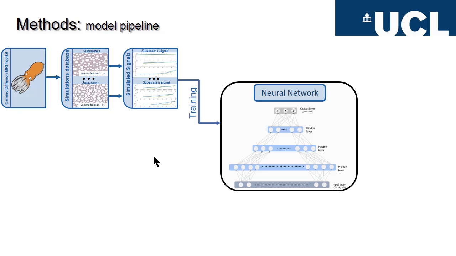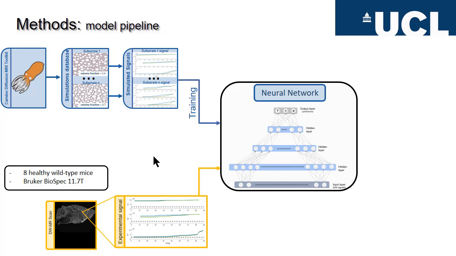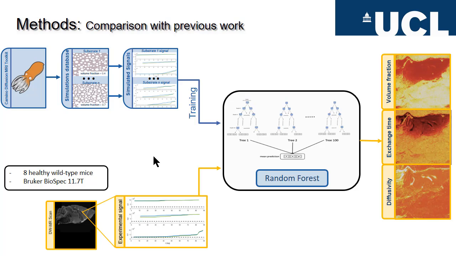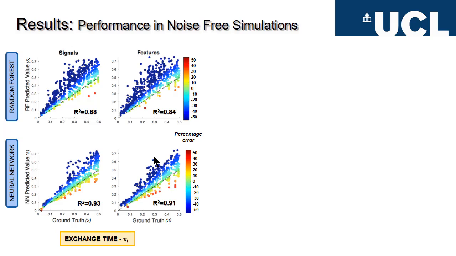Once we have our trained neural network, we provide as an input the in vivo data, which is formed of 8 healthy wild-type mice, scanned on a Bruker 11.7, and then we produce parameter maps of the 3 microstructure features kept as labels, so the interaxonal volume fraction, the interaxonal exchange time, and the intrinsic diffusivity. Finally, we compare the performance of our neural network model with the previously established random forest.